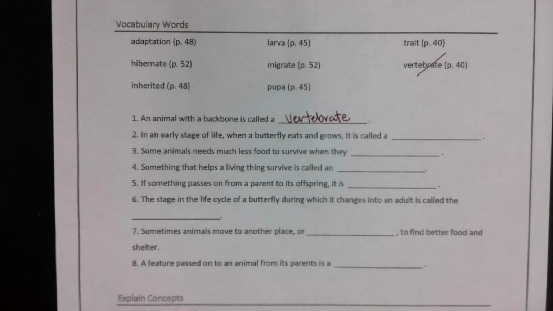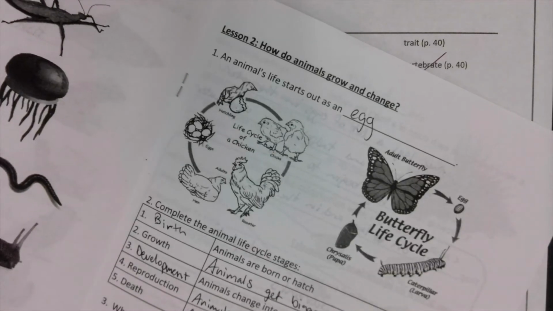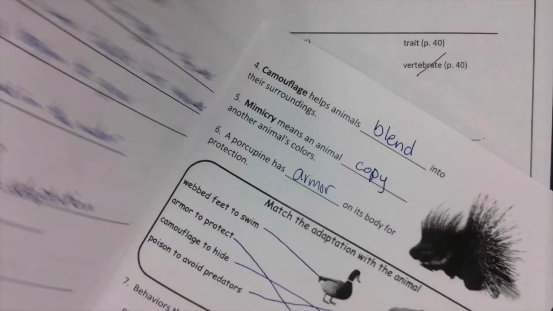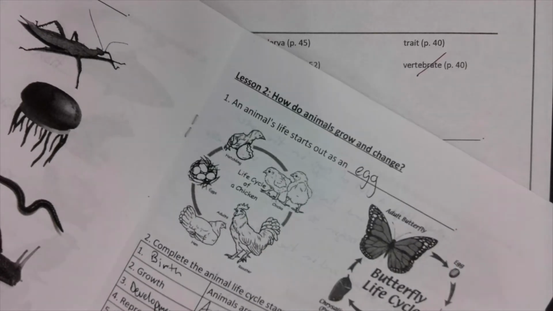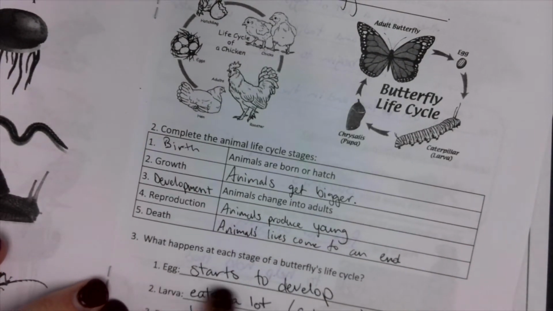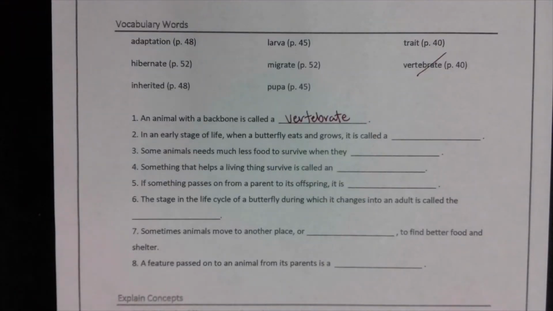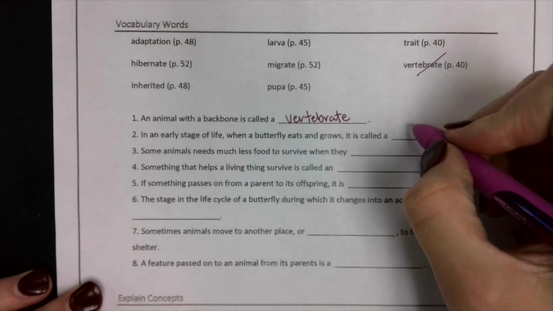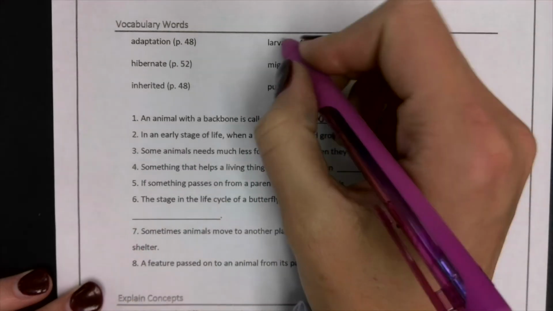Next, in an early stage of life, when a butterfly eats and grows, it is called a... Well, this is a great time to use your notes. Looking at chapter 2 in my notes, lesson 2. Egg starts to develop. Larva eats a lot. It's a caterpillar, so that would be a larva. Larva eats and grows. Larva.